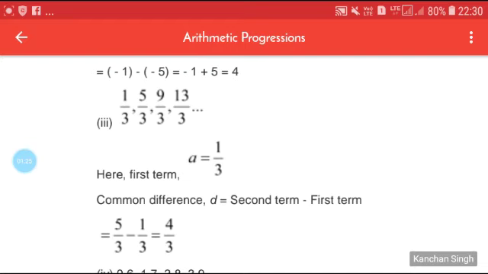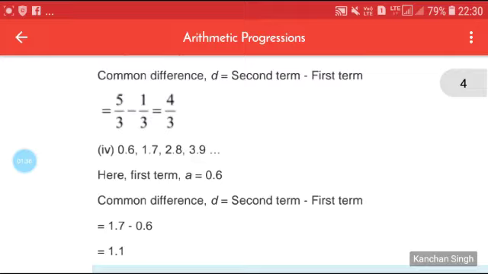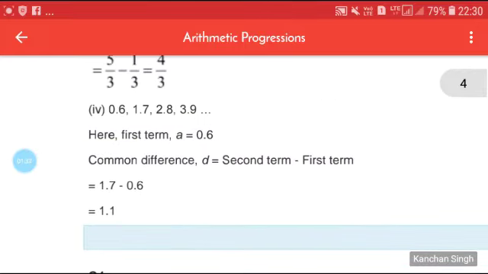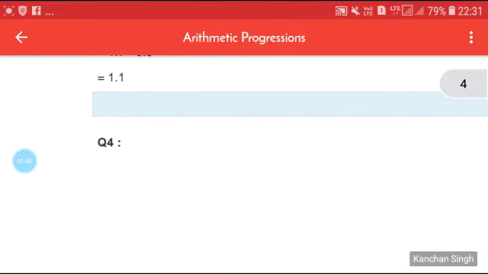Similarly, please try to solve the third one. Third is 1 by 3, 5 by 3. Here you are observing that the denominators are the same, so doing addition and subtraction is not a big deal for you. So please try to solve question number 3 on your own.